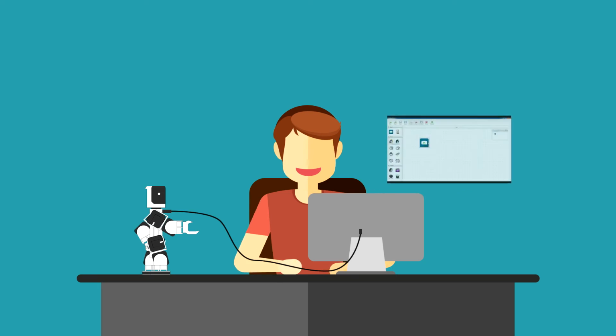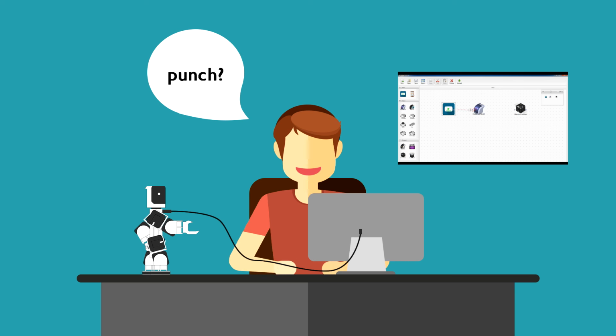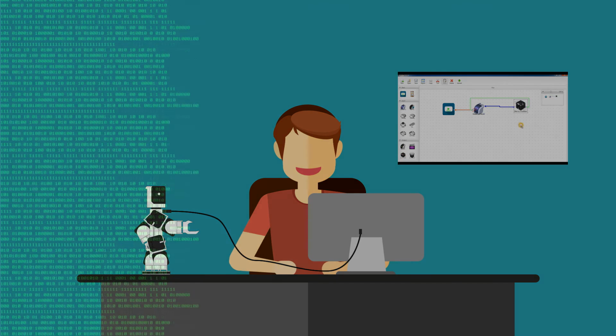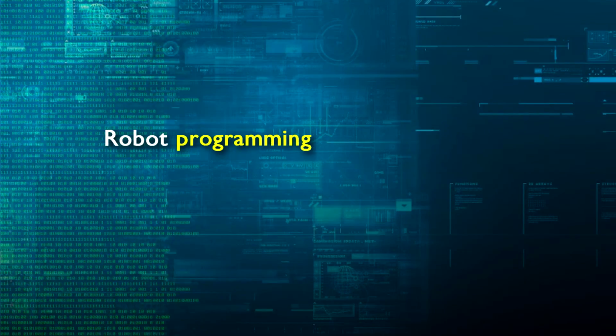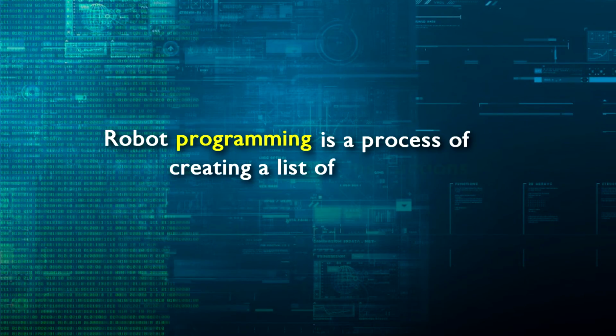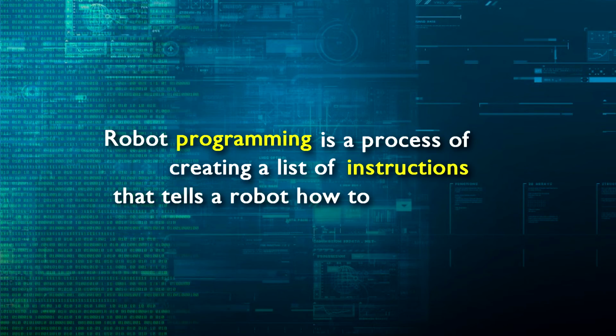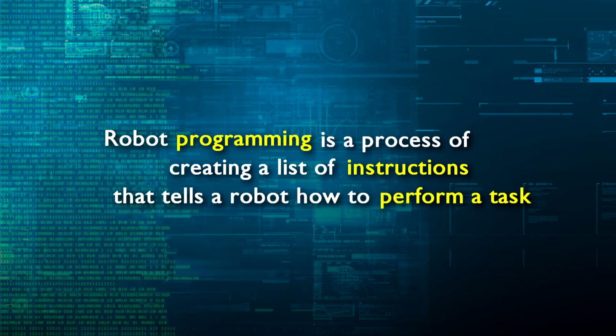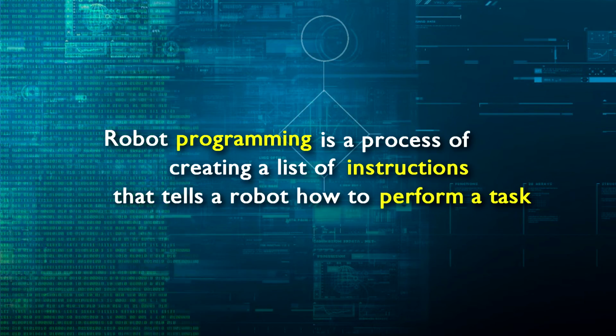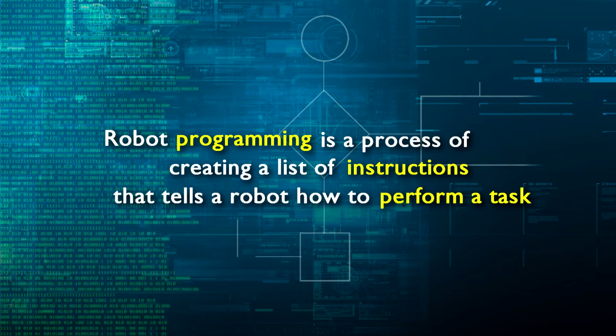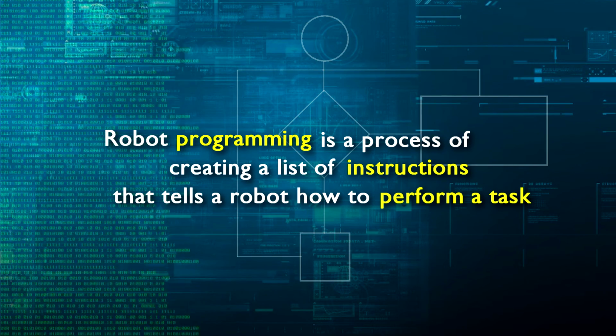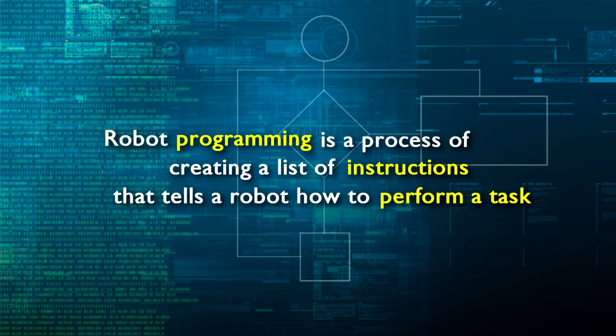But how do we actually tell the robot what to do in response to the environment? Well, that is where programming kicks in. Robot programming is the process of creating a list of instructions that tells a robot how to perform a task. Programming enables a robot to perform tasks autonomously. The most important thing about programming is getting the list of instructions right in the first place.